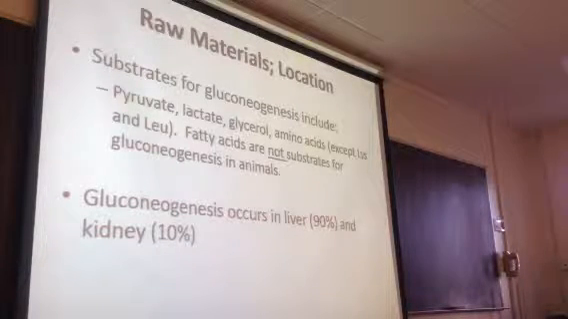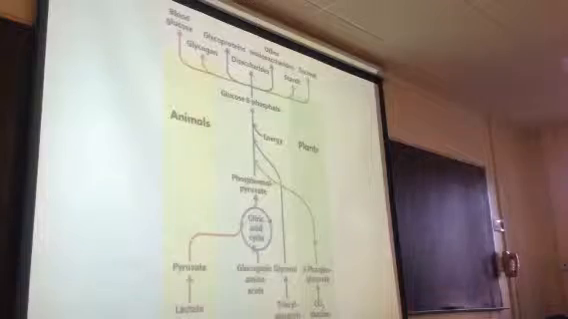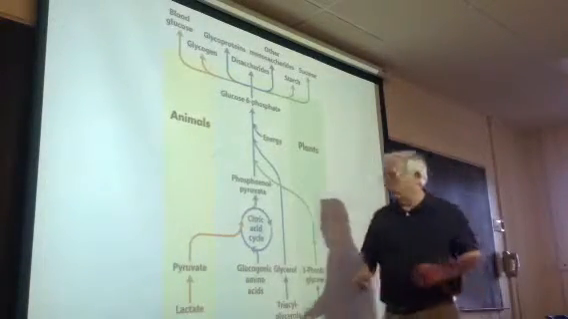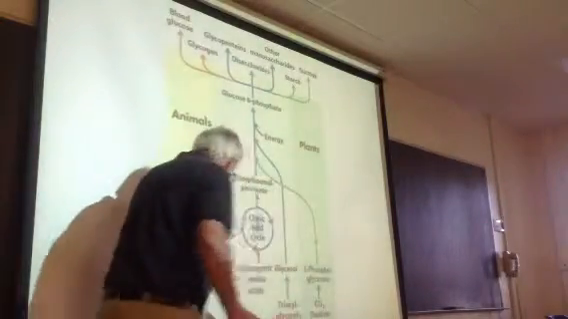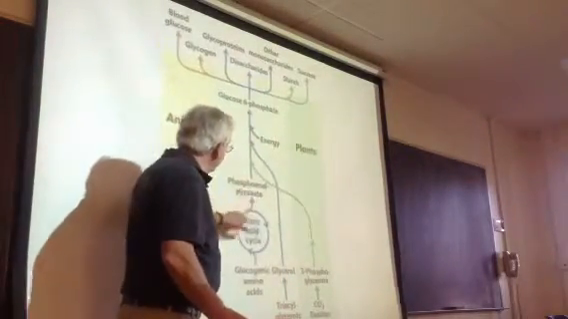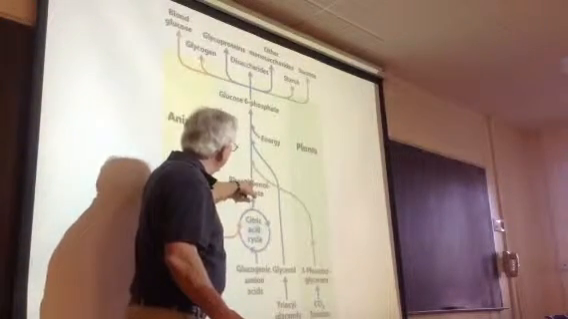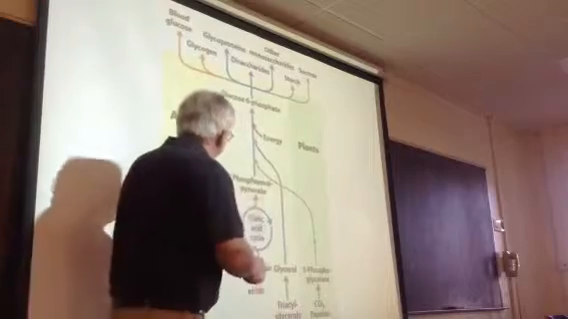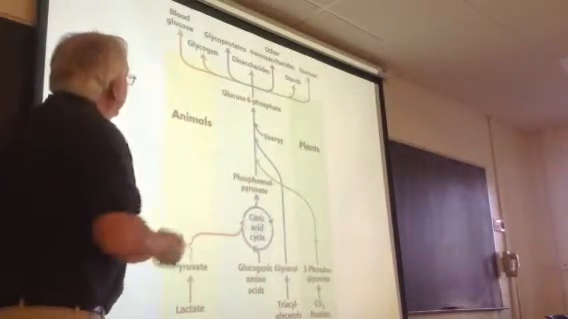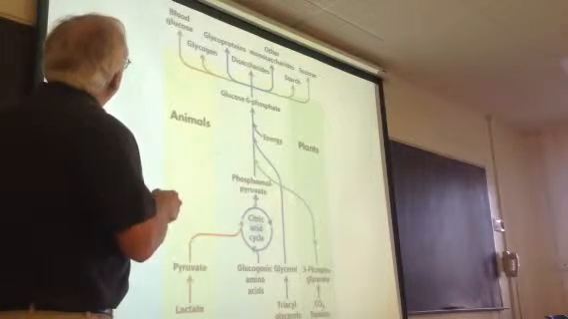Synthesis of glucose occurs mostly in the liver and a little bit in the kidney. So, let's say lactate, that's something that happens very commonly. Lactate goes to pyruvate, feeds into oxaloacetate, goes into the Krebs cycle, through the Krebs cycle into glycolysis, and gets back up to the level of glucose. And so you can put that back into the blood.